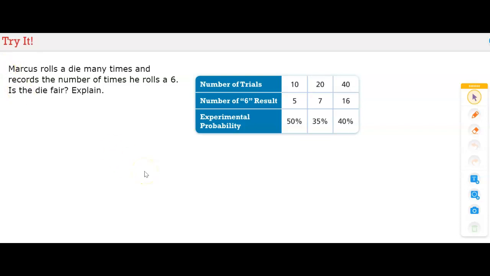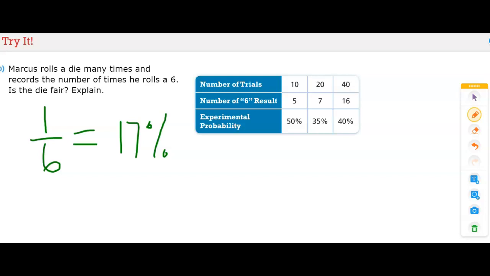Marcus rolls a die many times and records the number of times he rolls a 6. Is the die fair? Explain. The theoretical probability of rolling a 6 is 1 out of 6, because there are 6 sides to the die and there's only one 6. So the percentage of rolling a 6 on a die would be dividing the 1 by 6, and that would give you approximately 17%. So theoretically, 17% of the time you'll roll a 6.